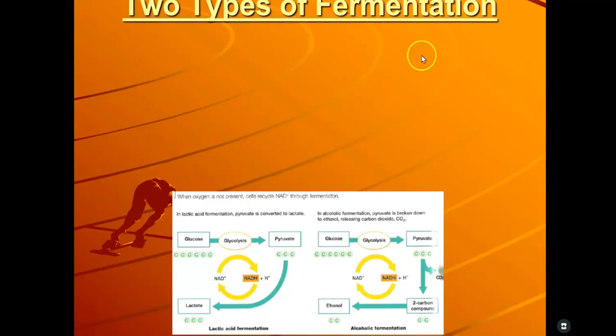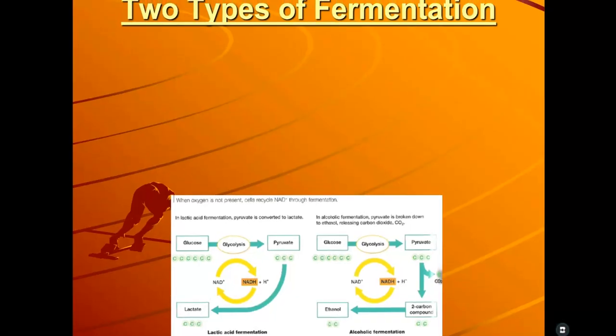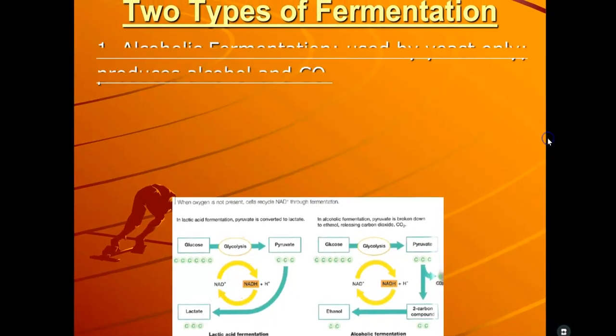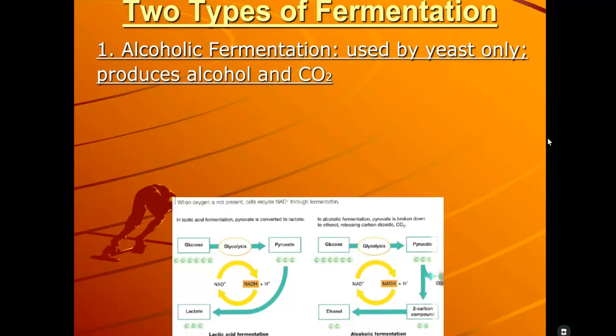So there's 2 types of fermentation. I'm sure you guys can see that. There we go. 2 types of fermentation. One is alcoholic fermentation. This is used by yeast only, and I demonstrated it with a demo in class. If you didn't get to see it, I apologize. You missed out on some fascinating stuff. But you could watch the video on it. But instead of producing water and carbon dioxide, it produces alcohol, ethanol to be exact, and carbon dioxide.